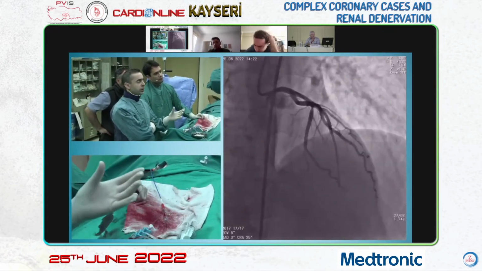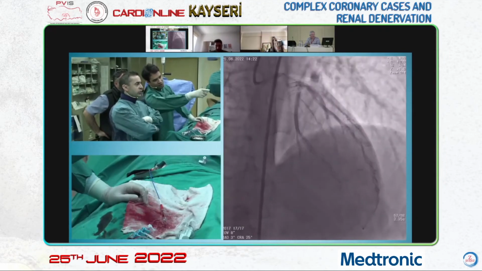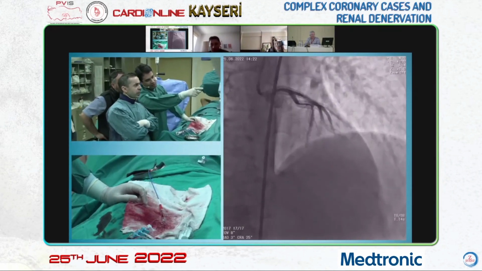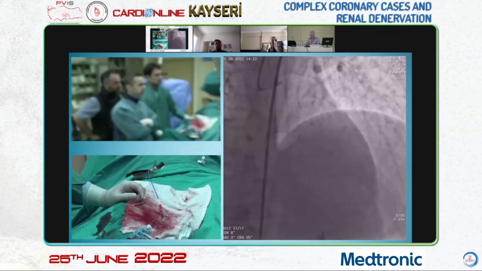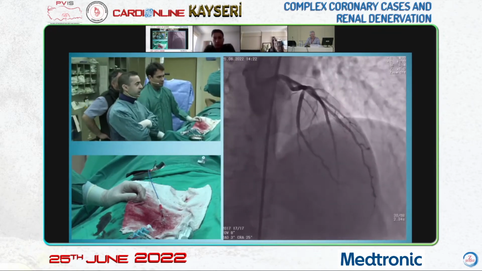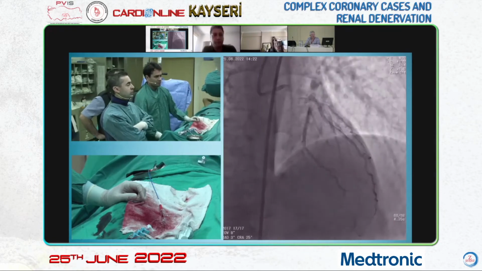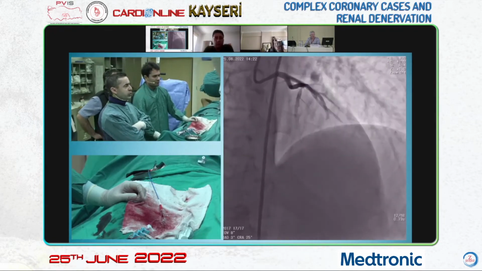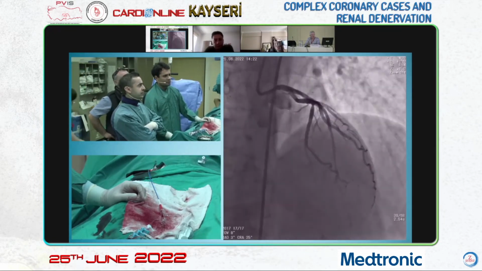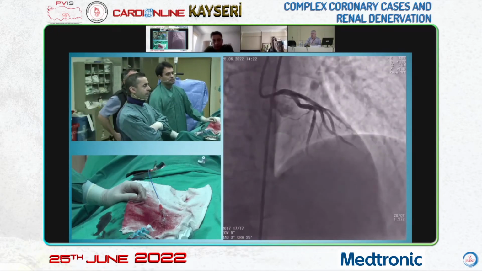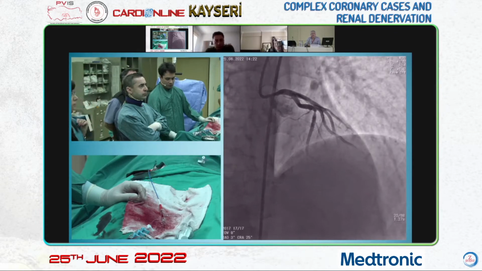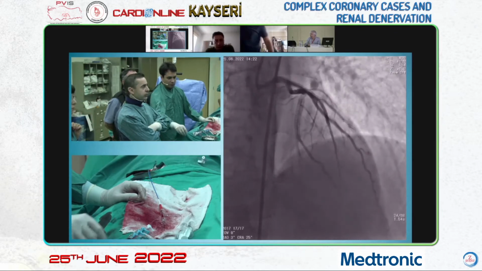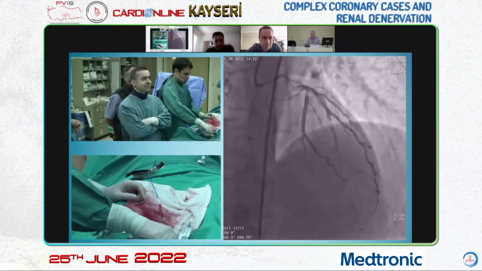And with IVUS, we confirm there is no dissection, there is no other branching. The diagonal is there. The last guidelines insistently say that there should be stenting. Does anyone have a suggestion, or should we leave it like that? What do you say? Thank you, we say.